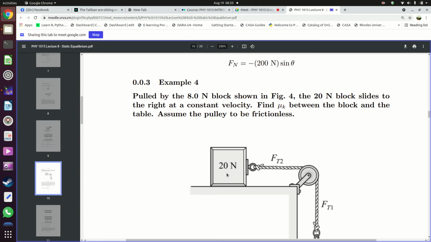So the angle which the weight makes from the positive x-axis is 270. The angle which the normal force makes from the positive x-axis is 90 degrees. The angle which this tension makes from this positive x-axis is 0. The angle which the friction is going to make from this positive x-axis is going to be 180 degrees.